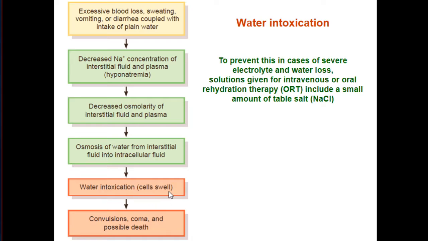Cells will swell, and some of them might get damaged. And the most sensitive cells will be cells of the nervous system, which might lead to convulsions, coma, and possibly death. And to prevent this in cases of severe electrolyte and water loss, solutions are given for intravenous or oral rehydration therapy. They should be balanced in electrolyte content to avoid water intoxication.